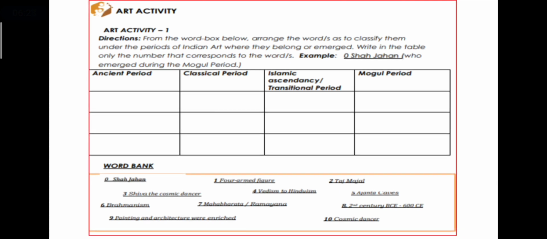In your art activity for this week, what you have to do is accomplish this table. From the word box below, you have to arrange the words to classify them under the periods of Indian art where they belong or emerged. Write in the table only the number that corresponds to the word or words. Example: 0. Shah Jahan, who emerged during the Mughal period.